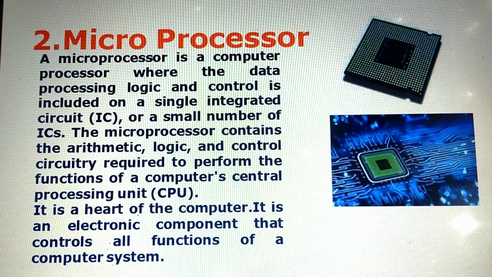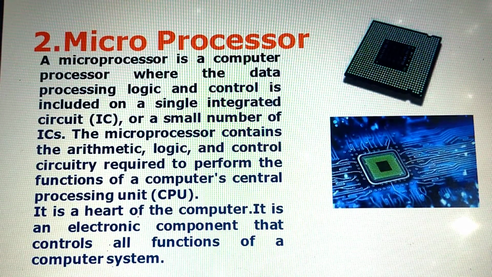Second one, microprocessor. Microprocessor is a computer processor where the data processing, logic and control is included on a single integrated circuit or a small number of integrated circuits. The microprocessor contains the arithmetic, logic and control circuitry required to perform the functions of a computer central processing unit. It is the heart of a computer. It is an electronic component that controls all the functions of a computer system.